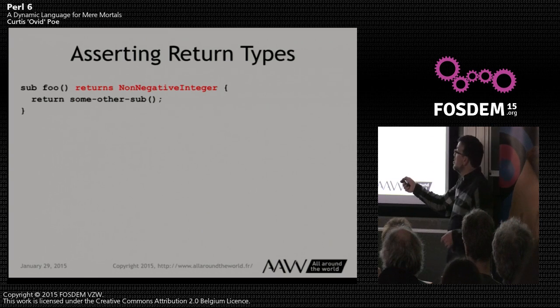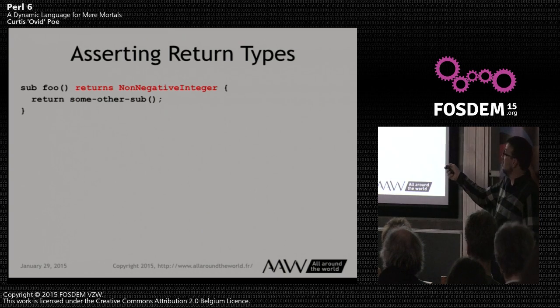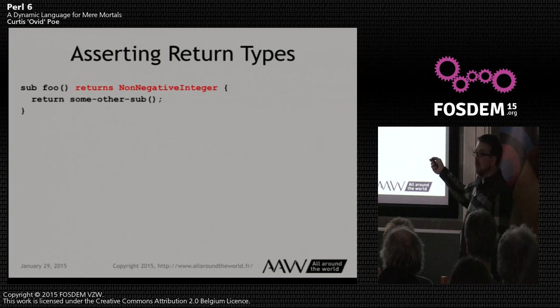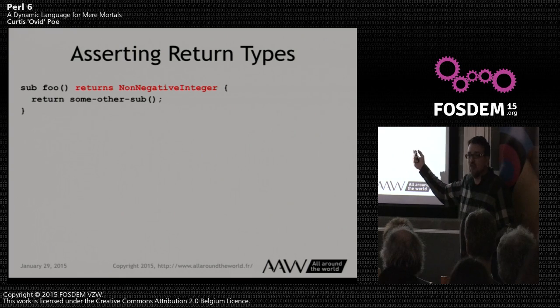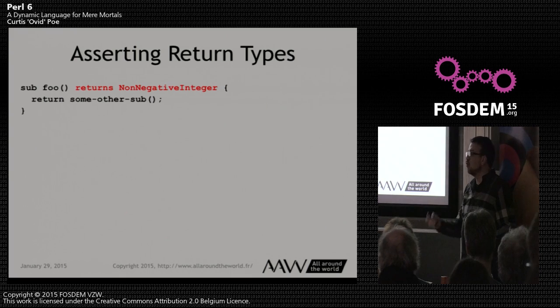And of course, you can use the subsets that you defined earlier. Sub foo returns non-negative integer. You can have very complicated types you're declaring on the fly and just assert them all over the place to make sure that you're not getting bad data passed around. You don't have to keep writing that validation code all over the place, or as I usually see with most of my clients, they just don't bother to write the validation code and kind of hope it works.